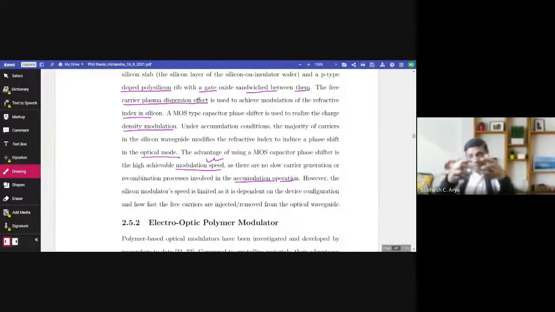In PN junction based, it is depletion carrier based, meaning we make the PN junction in reverse bias condition. And the third one is this MOS capacitor. One of our MTech scholars did the work on this MOS capacitor based optical modulator. The characteristics are change in the carrier concentration, change in the refractive index, and hence modulation can occur. In the past, one or two students did the task on this. However, in the thesis it is only mentioned from a knowledge point of view.